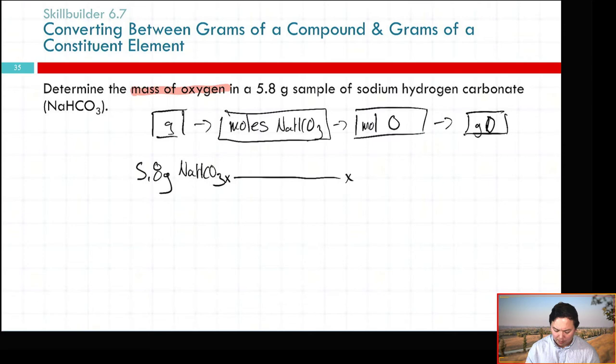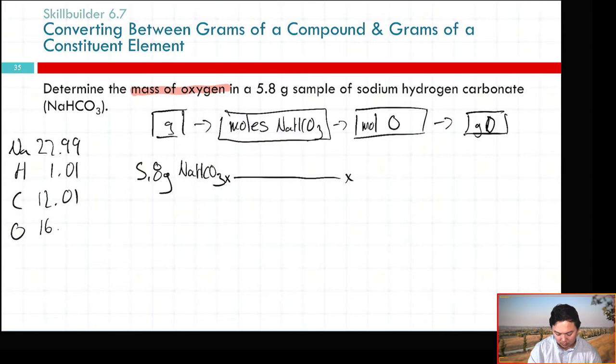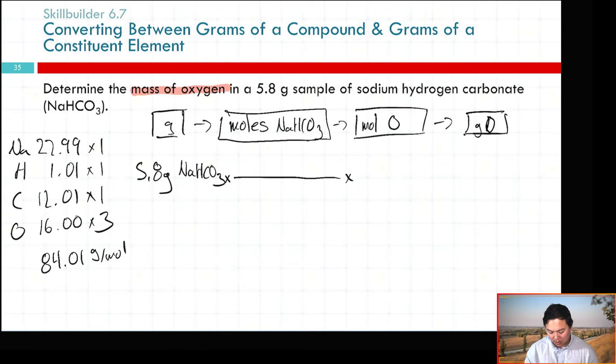But we need to determine our molecular weight of sodium hydrogen carbonate. So we're going to have sodium, hydrogen, easy, carbon, it's 12.01, right? And then oxygen. We keep two decimal places on these because ultimately we're adding. Then we have times one sodium, times one hydrogen, times one carbon, but times three oxygens. So we multiply and then add these together, and we get 84.01 grams per mole.